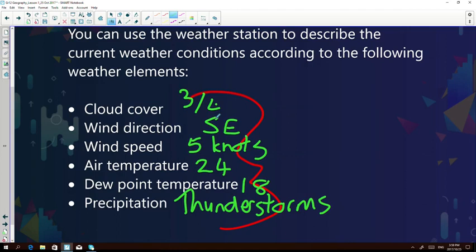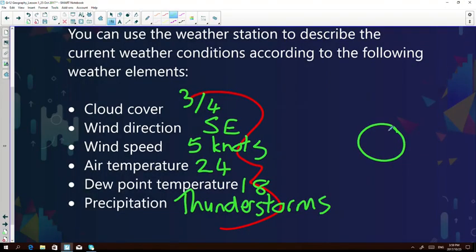Now, if this set of information is given to you during the exam, you need to be able to go and draw your own weather station model. Always start with your cloud cover, the body of the weather station model. Now 3/4, you go and look at your references. Then start with your temperature. As you can see, the air temperature is 24 degrees Celsius. The dew point temperature, again Grade 12s, please remember, it's not minimum temperature. Dew point temperature is where condensation takes place, is 18 degrees.